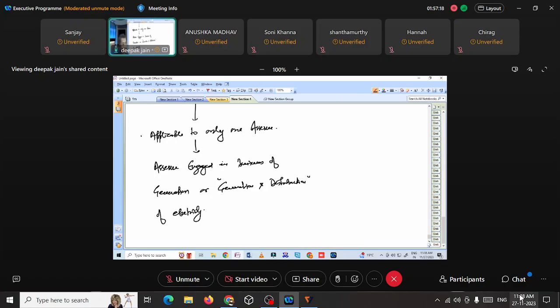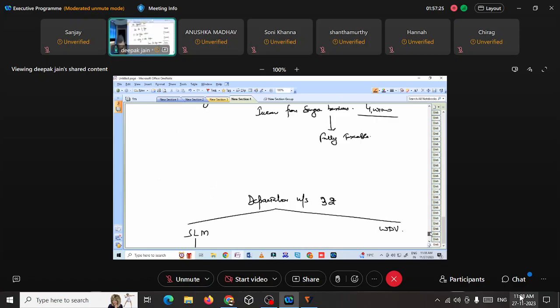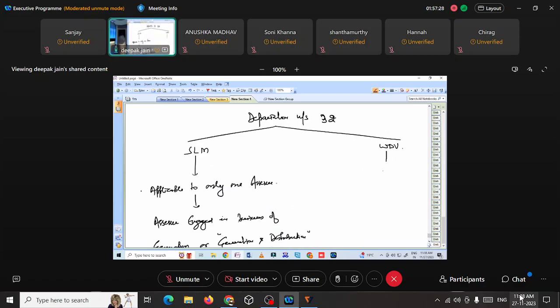मैं ये नहीं कह रहा हूँ इसे SLM ही लेना पड़ेगा. He has the option. He can claim either SLM or WDV. As far as remaining all assessees are concerned, they will have to follow WDV. उनके पास ऑप्शन ही नहीं है. उन्हें चलना ही किससे पड़ेगा बेटा? WDV से. रिमेनिंग एसेसी को चलना किससे पड़ेगा बेटा? WDV से. वो चाहकर भी SLM नहीं ले सकते. They can't opt for SLM.